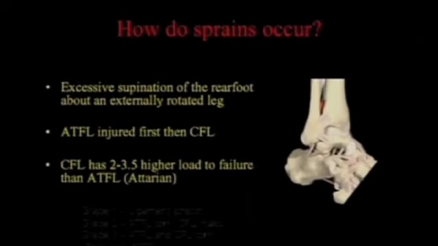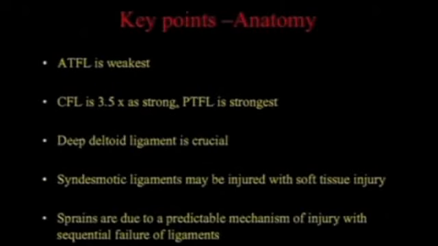How do ankle sprains occur? We've already highlighted that. The key is that this is a sequential failure of ligaments on the lateral side, and the gradings are pretty straightforward, so we're going to recap. The ATFL is the weakest. The CFL is 3 or 3.5 times stronger than the ATFL, but the PTFL is the strongest one. The deep deltoid is crucial to medial instability, and syndesmotic ligaments may be injured without any bone injury, and we'll come to that in a minute.